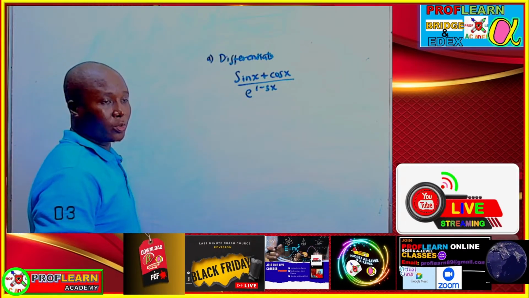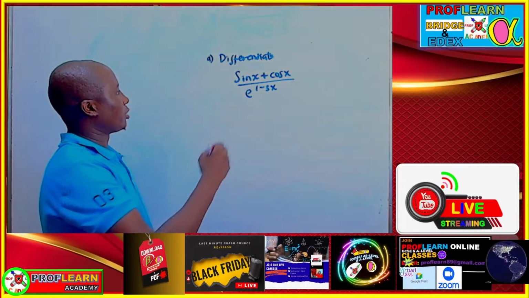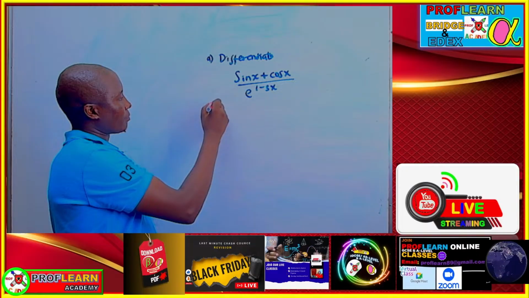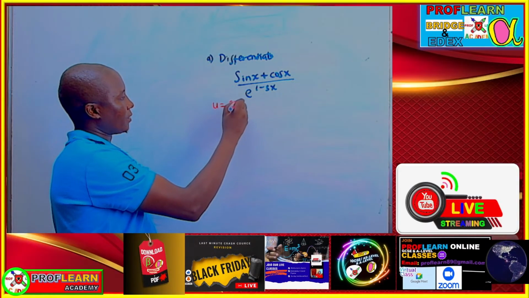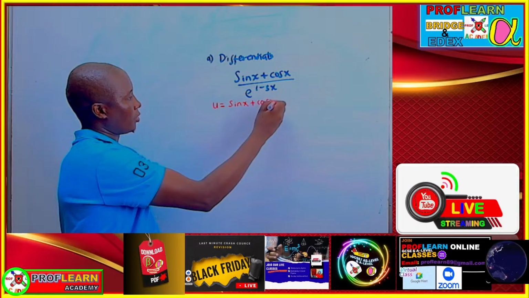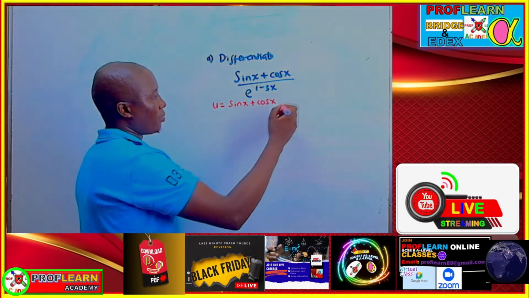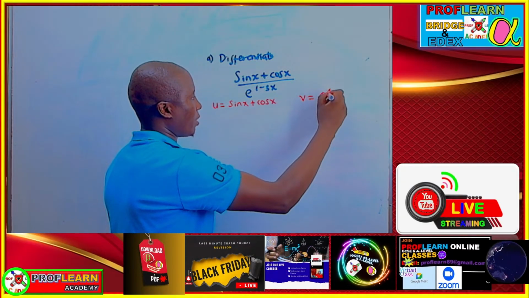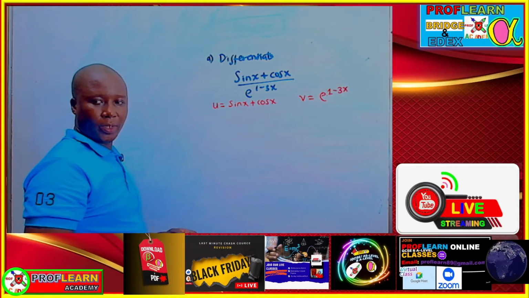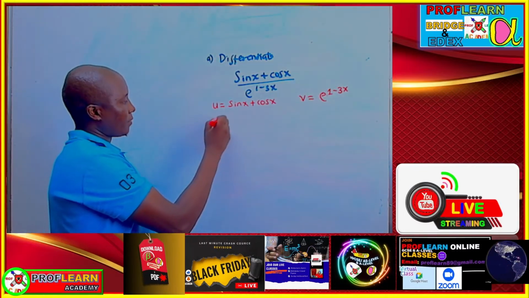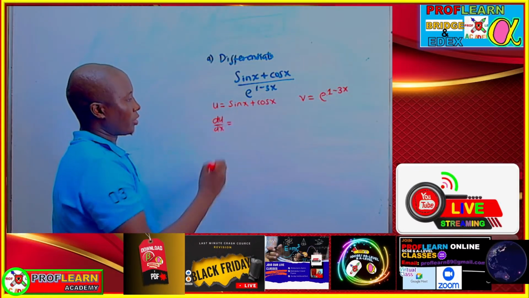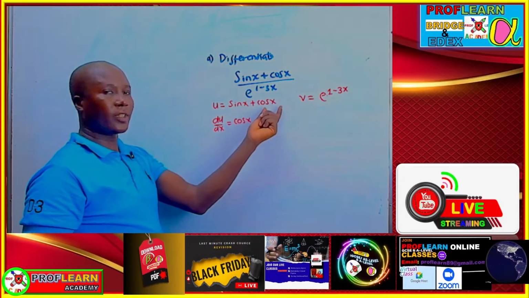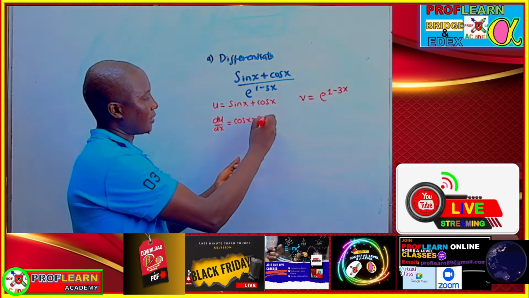Here, what you need to remember is that this is a question to do with the quotient rule. So we're going to say u is going to be sine x plus cos x. That is u. And then we are going to take v is equal to e to the power of 1 minus 3x. Now with this, du dx: if you differentiate sine, that's going to be cos x. If you differentiate cos, that's going to be minus sine x.